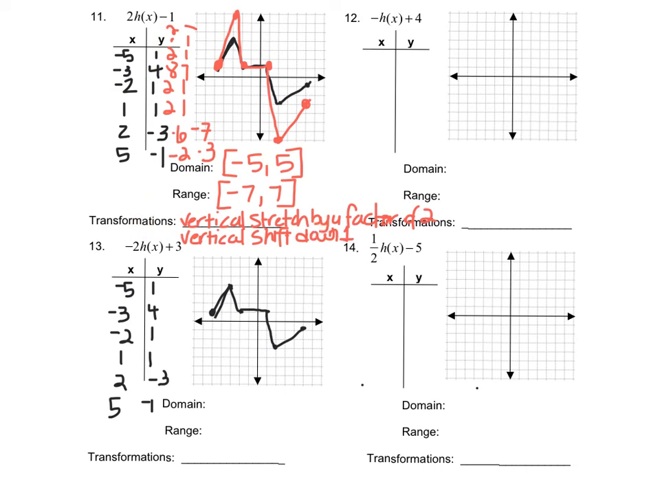We're going to do one more together on the video. So we're going to do number 13. We've already set up the parent graph and the parent table. This again is the function h of x from the previous ones. This time my a is -2. This is going to be interesting to see what happens here. And my d is 3. So my a is -2 and my d is 3. This -2 is multiplying by the h, and the 3 is added to the function of h.